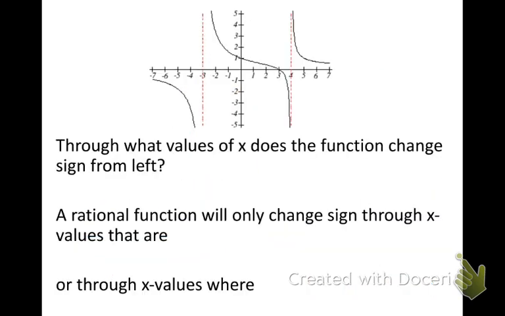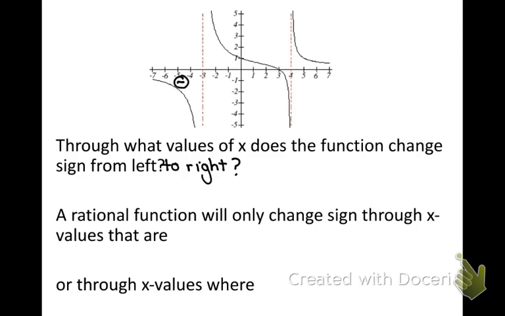Now, sticking with the same graph, we want to decide through what x values this function changes signs from left to right. Sorry, let's fix that. Okay, so what that's asking me is, where does it change from negative to positive, or where does it change from positive to negative? So in the previous slide, we said from negative infinity to -3, this graph was negative.